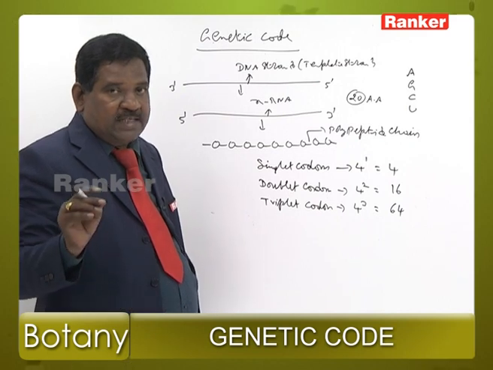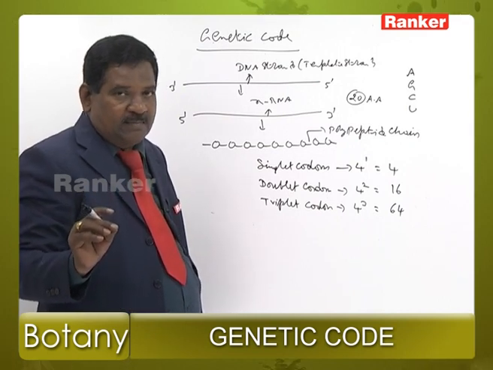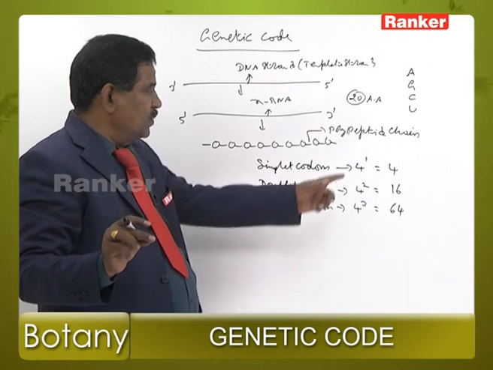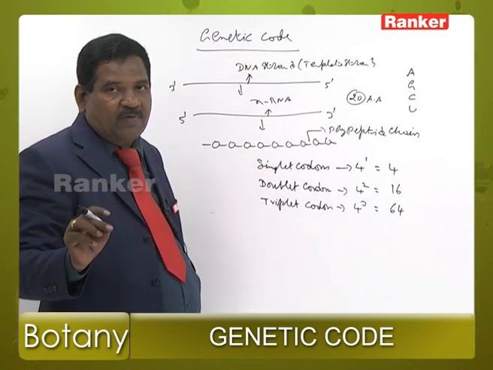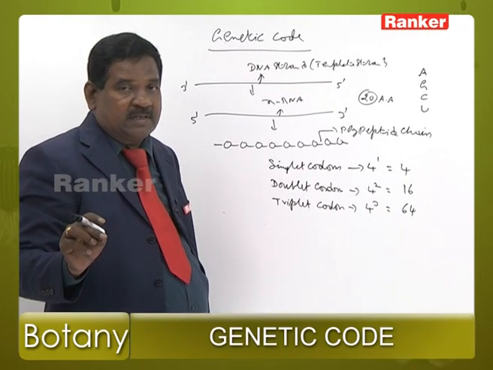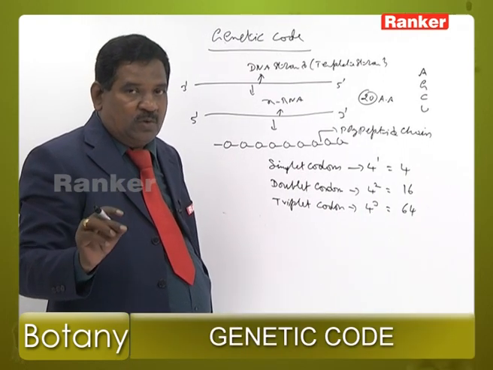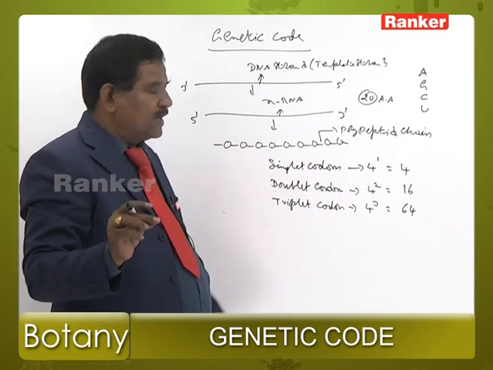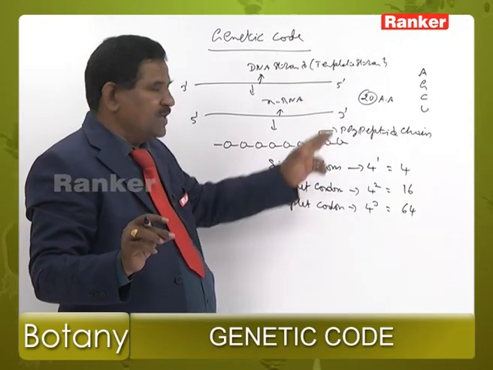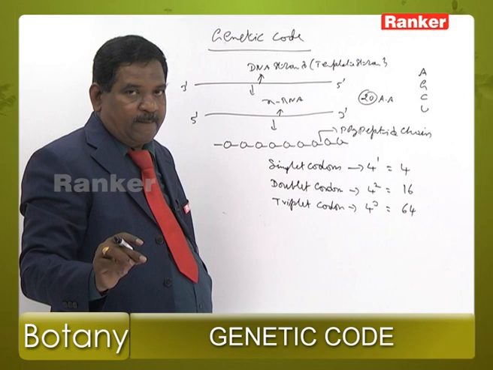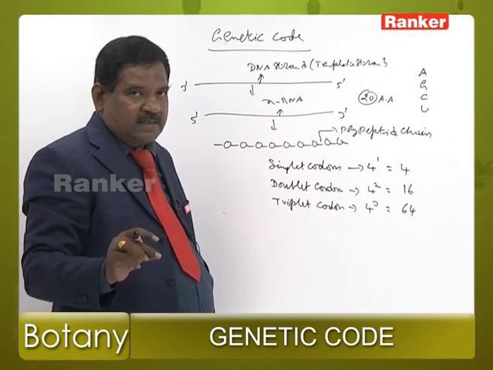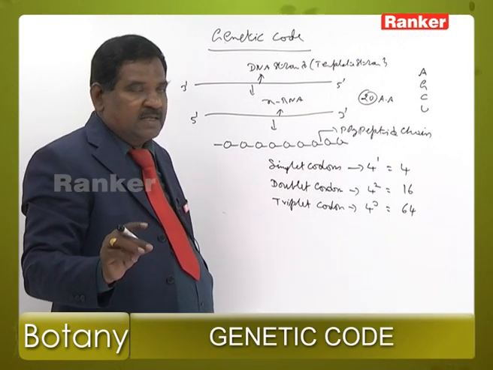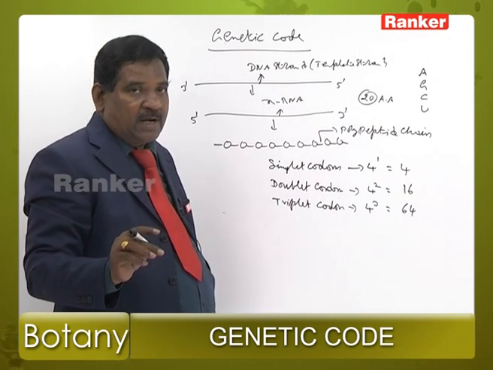A group of nucleotides that recognize one amino acid is called codon. If a codon consists of only one nucleotide, it is called singlet codon; the number of singlet codons is only 4, not sufficient to recognize the 20 types of amino acids involved in protein synthesis. If we take 2 nucleotides, 2 nitrogen bases, that is called doublet codon. Total types of doublet codons are only 16. That number is also not sufficient to recognize 20 types of amino acids. If we take 3 nitrogen bases, that is called triplet codon, and the possible number of triplet codons is 64, that is sufficient to recognize 20 types of amino acids.